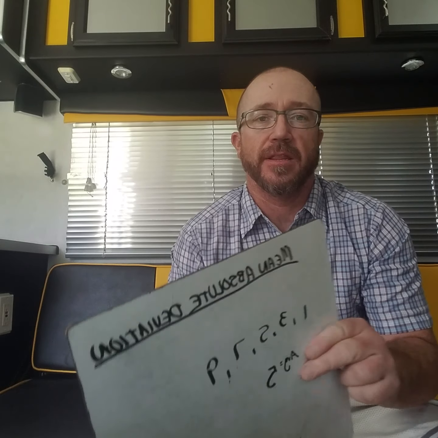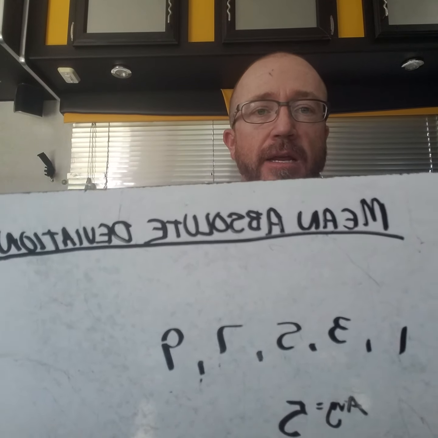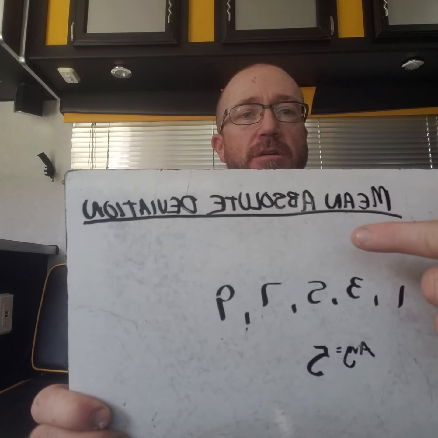Last week we talked about the different measures of center. We talked about mean, median, and mode. Now we're going to talk about a measure of variation or a measure of change, how data changes. This is called the mean absolute deviation.